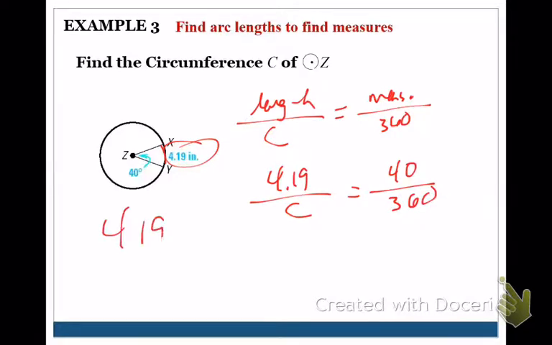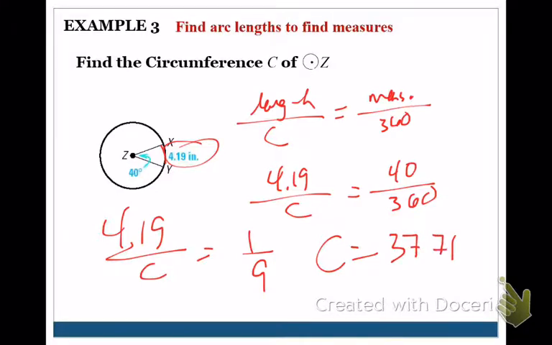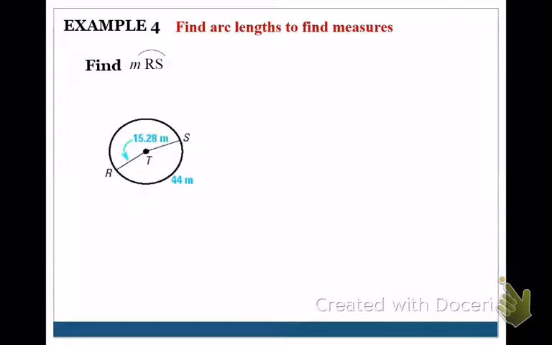So 4.19 to C is going to be equal to 1 over 9. So you just take 4.19 times 9, and that will give you the circumference, which is 37.71 inches. Okay? So use the proportion there. I think that's a little bit easier. But you never know what you're going to have to find.